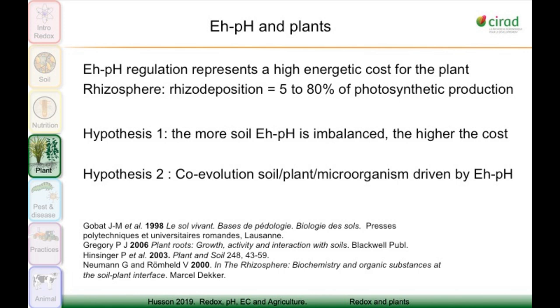The second hypothesis I make is that there's been a co-evolution of soil, plant, and microorganism that was driven by EH and pH. The soil is colonized by some plants that release compounds that activate microflora, which make the soil evolve, and then another type of flora arises. We see the opposite when we degrade soils, when we burn and burn. The kind of plants we have is very related to EH and pH. We can find good indicators of EH and pH with plants.